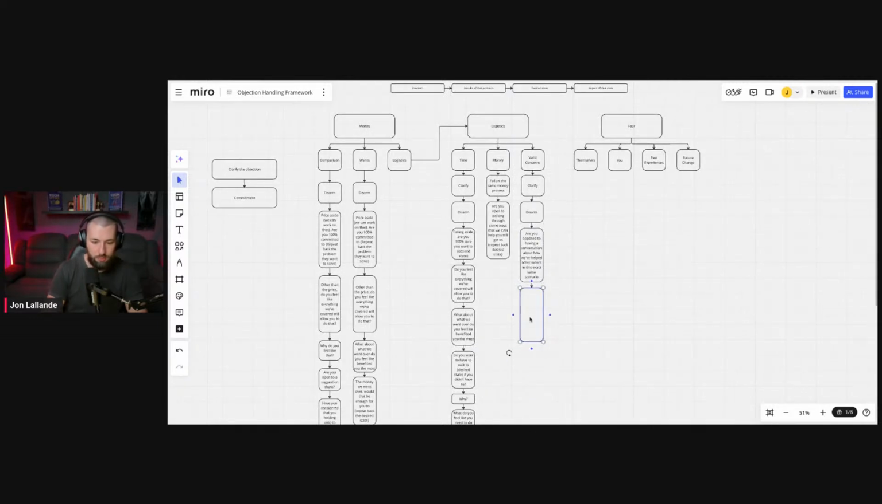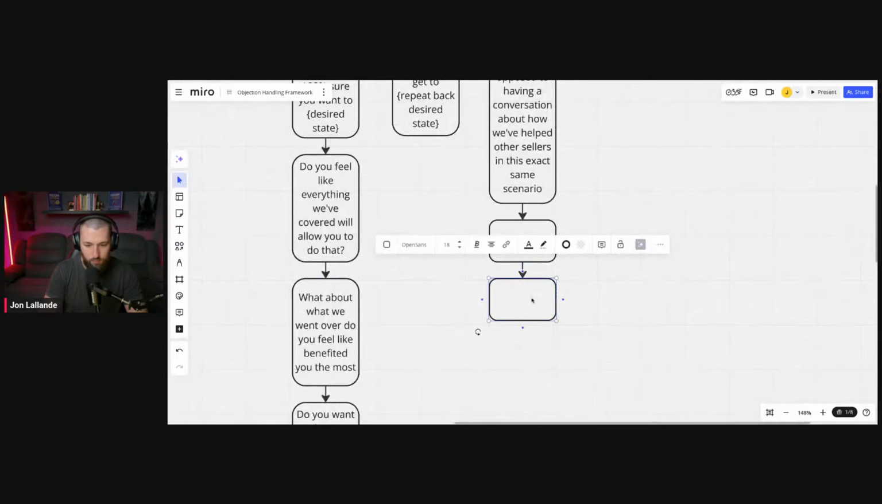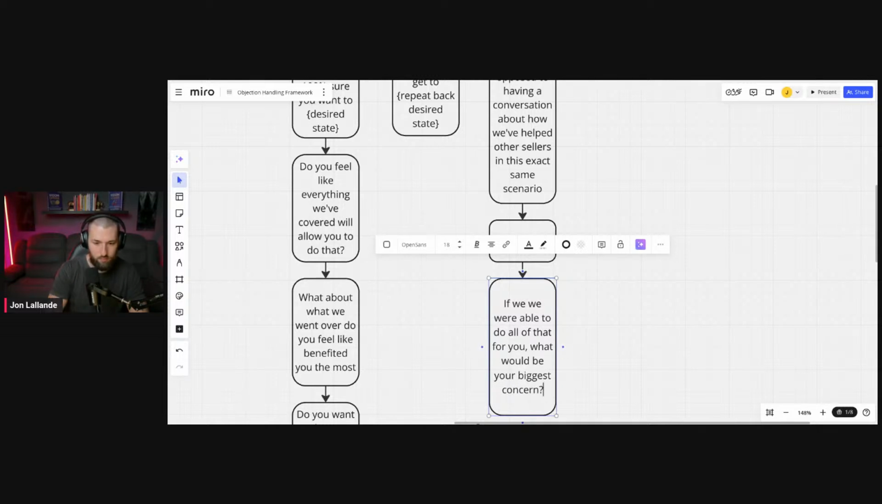So you're going to tell the story. And then you're going to ask this: if we were able to do all of that for you, what would be your biggest concern? Right?